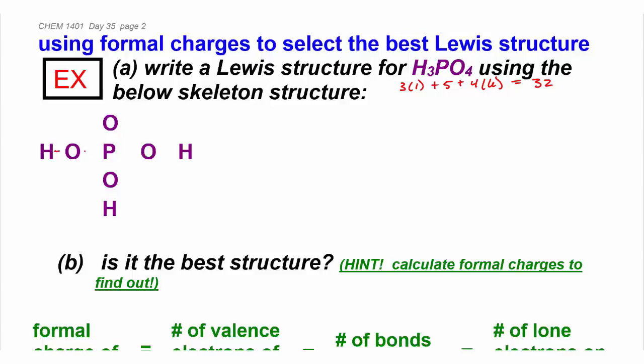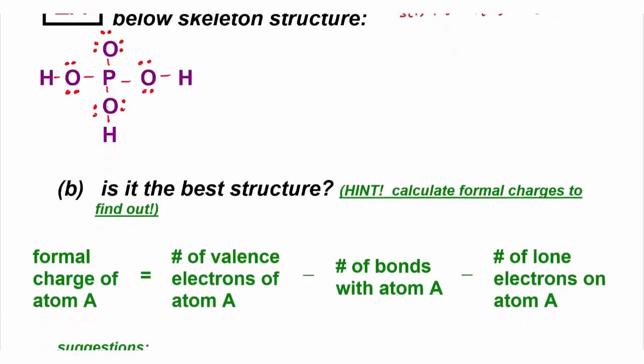That gives us 32 valence electrons. So let's go ahead and make our covalent bonds and make octets on everything. And if we have anything left over, we'll put it on that phosphorus atom. Now maybe we need too many electrons. Let's find out. I have 2, 4, 6, 8, 10, 12, 14, 16, 18, 20, 22, 24, 26, 28, 30, 32. So I've used up all of my valence electrons. I don't see anything wrong. Everything seems to have an octet. But is it the best structure? Let's calculate formal charges and find out.